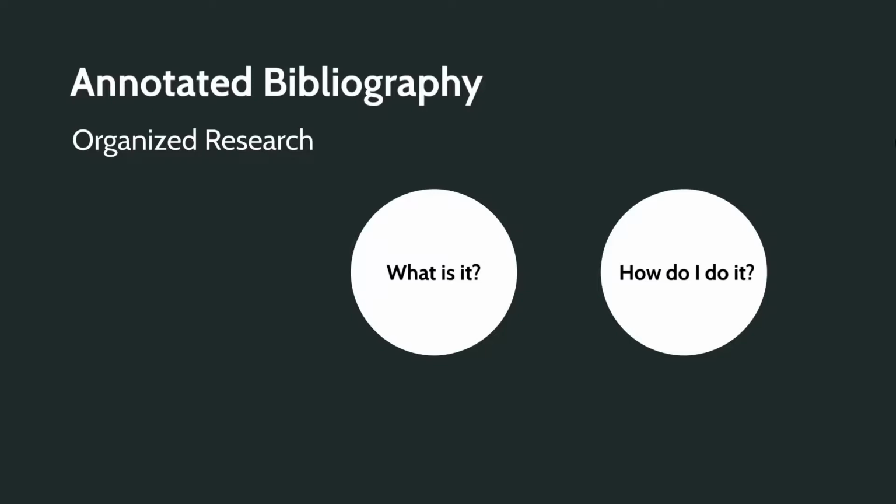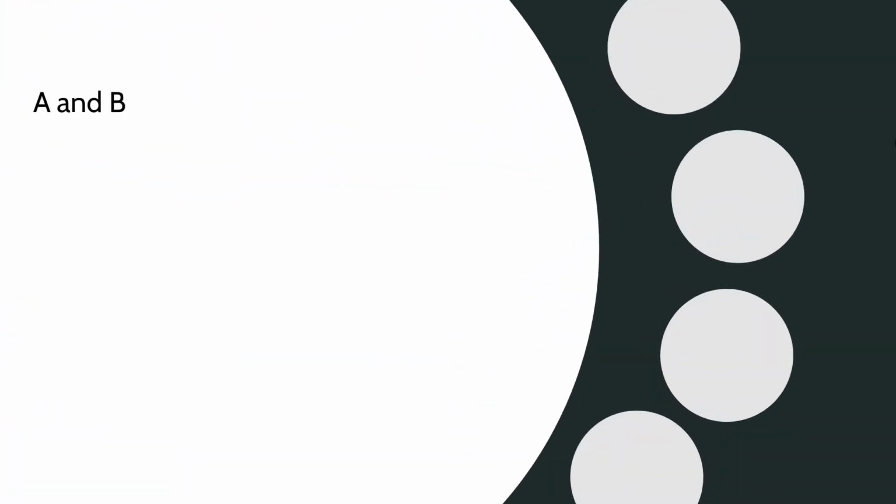So the annotated bibliography is just a way of organizing research. You've probably done most of these steps before, not necessarily in this order and not necessarily in this way, but this should be relatively familiar ground. If it's not though, don't worry, we're still going to go step by step through the whole thing. So first of all, we've got two sections, A and B, of the annotated bibliography. We're going to start with the B.